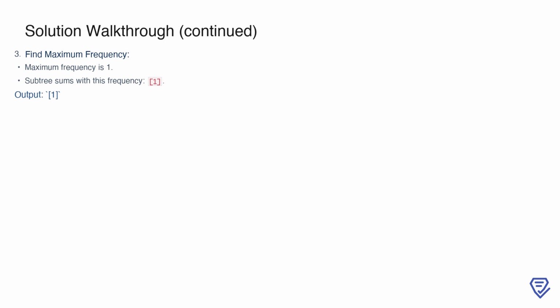Next, we find the maximum frequency in the dictionary, which is 1, as the sum 1 appears only once. Finally, we extract all subtree sums with this maximum frequency. In this case, the only subtree sum with a maximum frequency of 1 is 1 itself. The output for this example is 1.